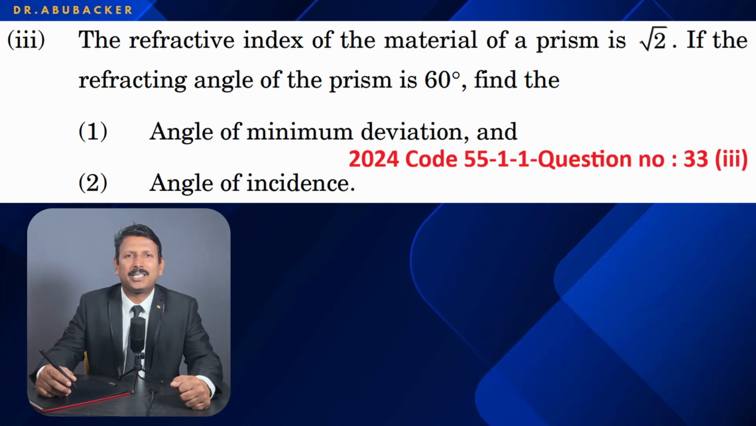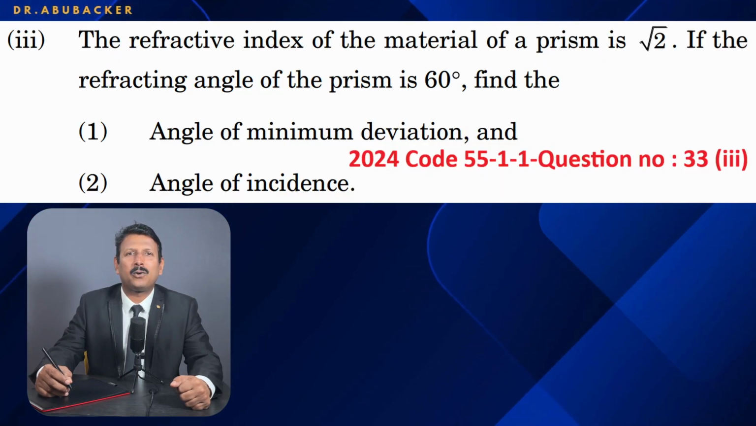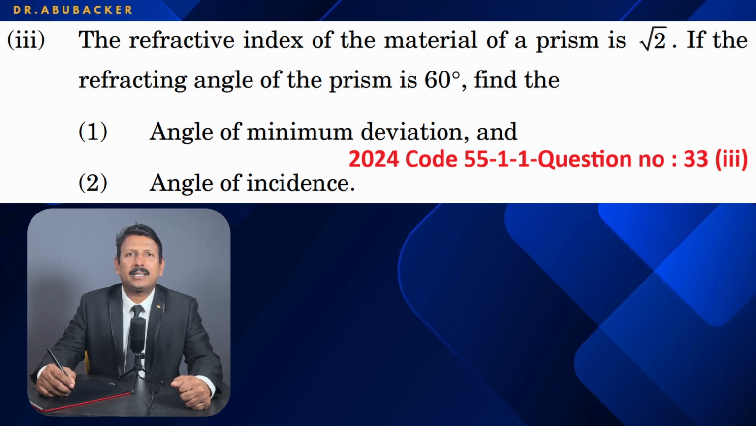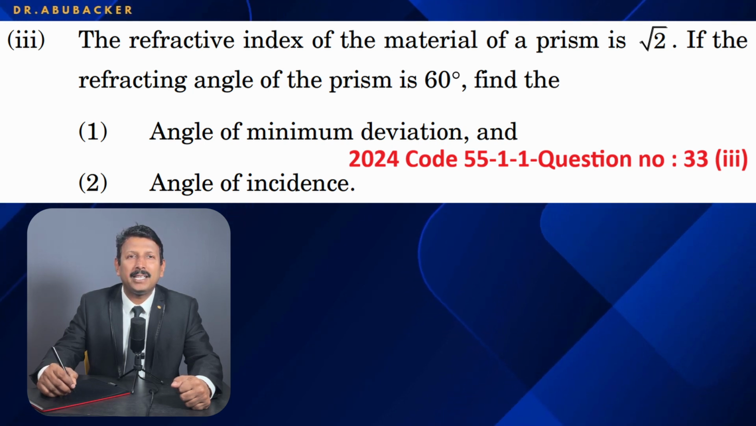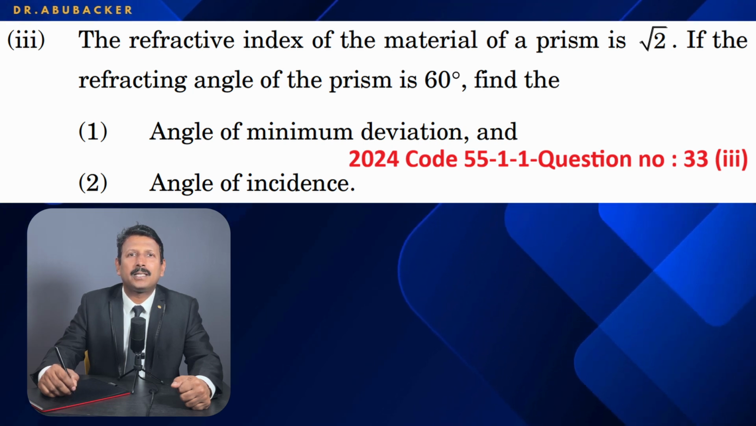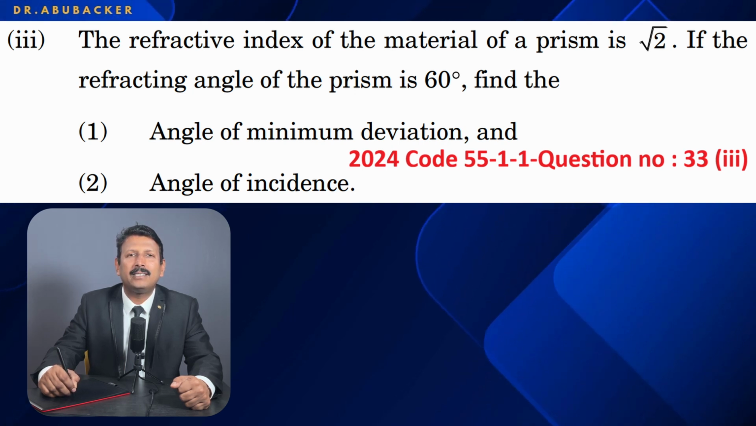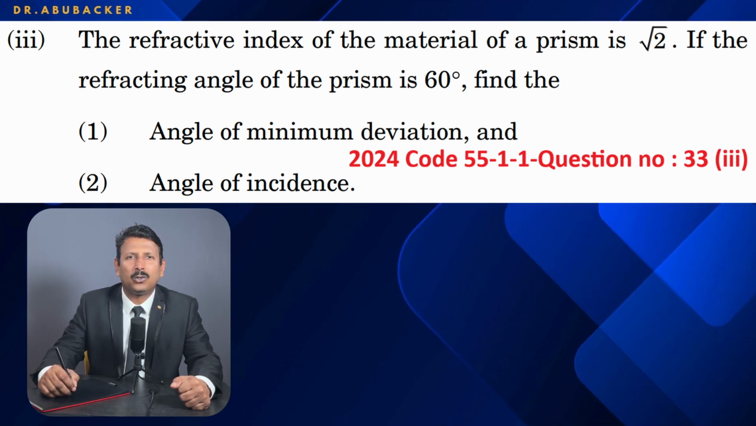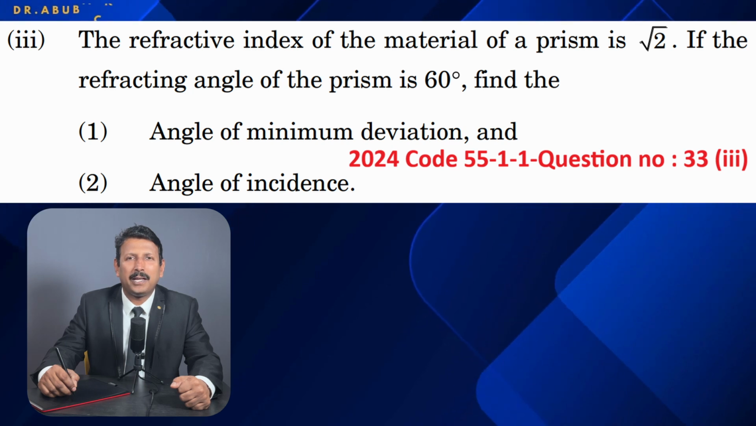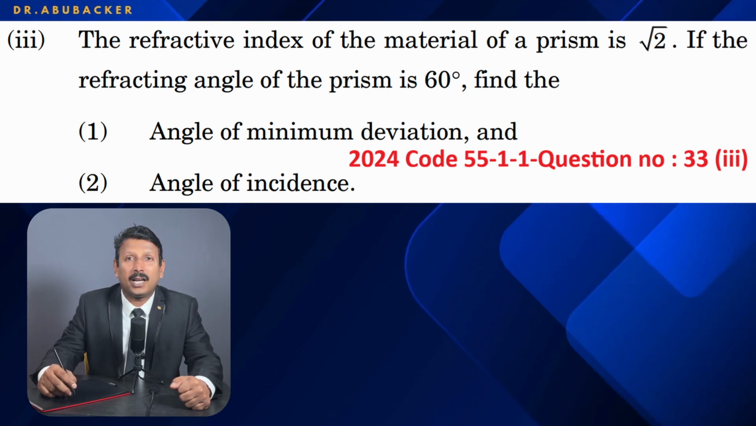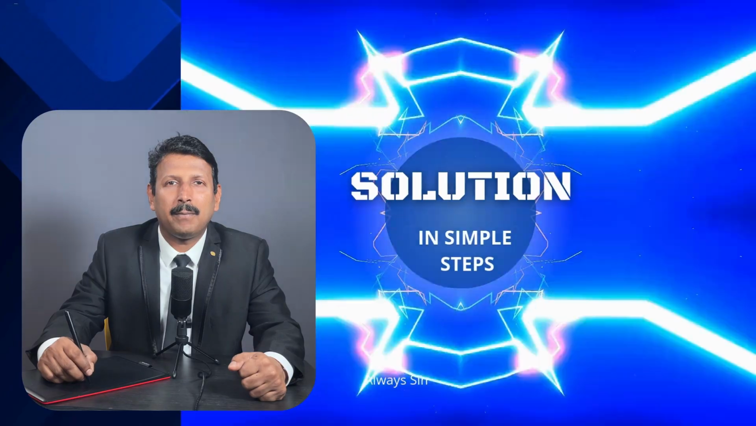Hello students, a new question from 2024 paper code 5511, question number 33, third part. The refractive index of the material of the prism is √2. If the refracting angle of the prism is 60 degrees, find the angle of minimum deviation and the angle of incidence. So simple question, because it is purely based on one refractive index formula, that is n is equal to sine (A plus D) by 2 divided by sine A by 2.